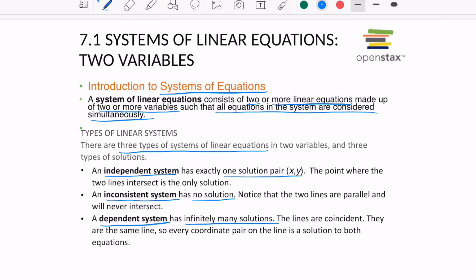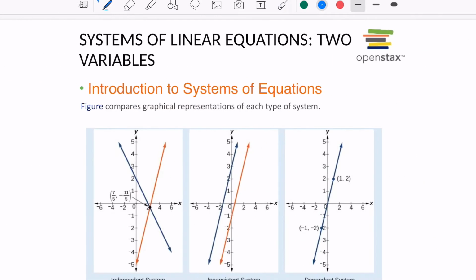In an independent system, all of the lines will intersect at one single point. That intersection point becomes the solution. In an inconsistent system, all the lines are parallel and they will never intersect. In a dependent system, these lines are coincident and they are on the same line. They are all the same line, so every coordinate will have the same solution to both the equations.